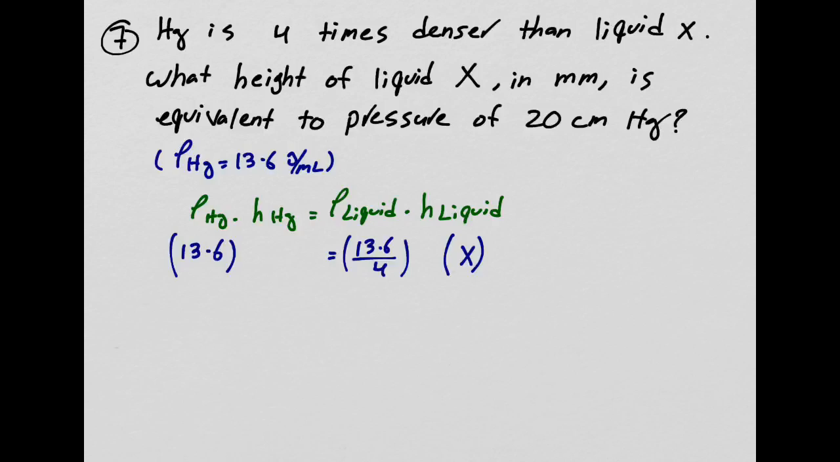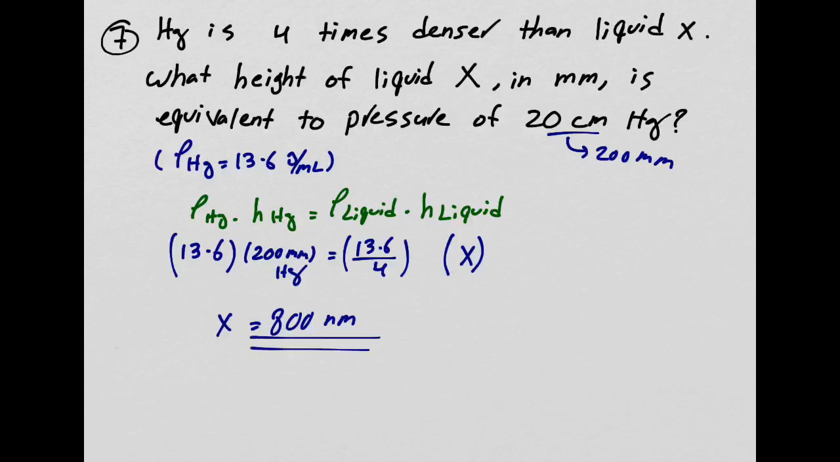It says the height of the mercury is 20 centimeters of mercury. Everything has to be in millimeters, so I'm going to convert this to millimeters. It will be 200 millimeters of mercury. Everything has to be millimeters, don't forget. So now I have everything, and my X is going to be 800 millimeters.